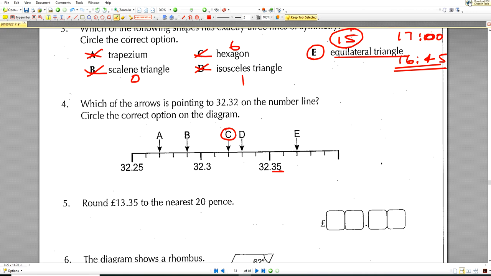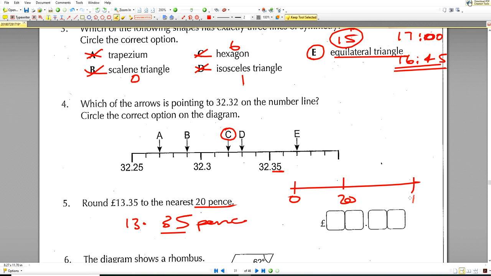Round that to the nearest 20 pence. So we've got £13 and 35 pence. If you put on a scale of 20s, so you have 0, 20, 40, halfway is 30, and our number is 35. So these are the 20 pences. It'll be closest to 40. So question number 5 will give us an answer of £13 and 40 pence.